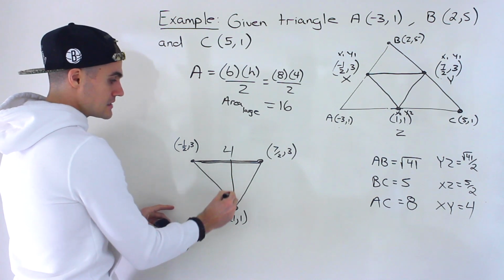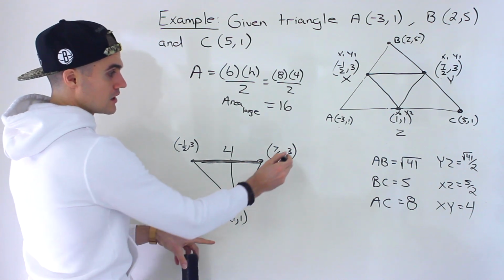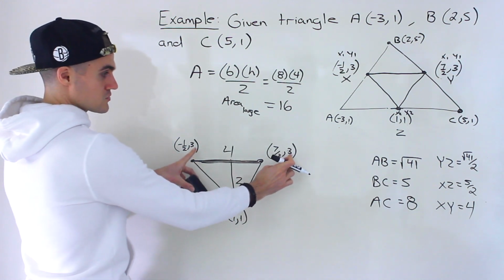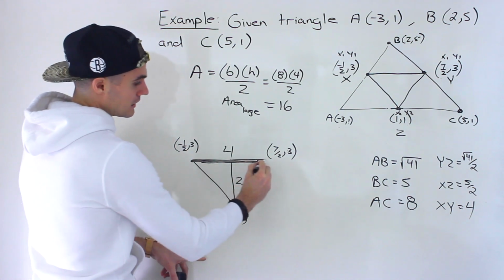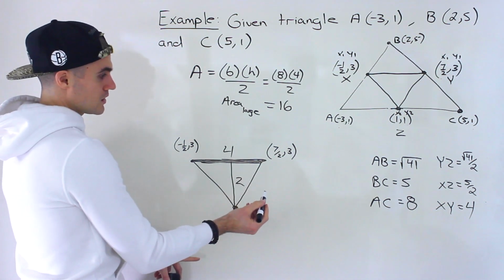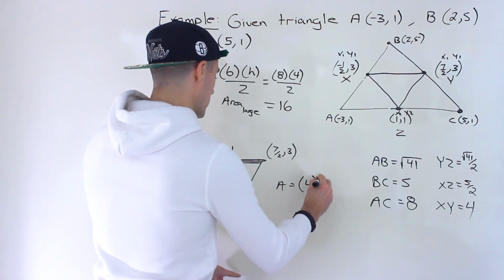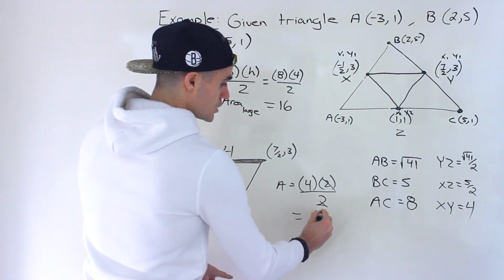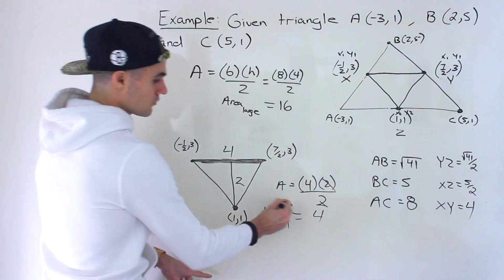And then the height, because this is a horizontal line, is basically the difference between these y values and this y value. So the height is just 2, the difference between 3 and 1. All of these have the same y value of 3, and 3 minus 1 is 2. So in this case, the base is 4, the height is 2, divide by 2. Notice the 2's cancel out. So the area of the small triangle is equal to 4.